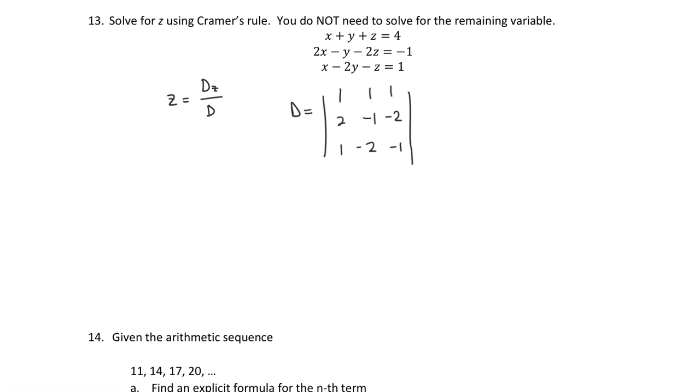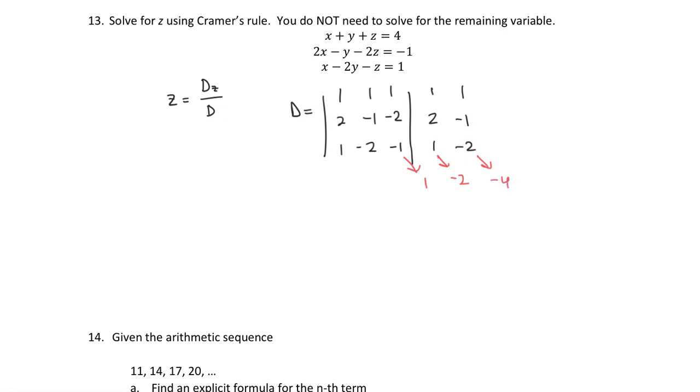So for the determinant of a 3 by 3, I'm going to take these two columns and write them off to the right side. And then finding these 3 from the top left to the bottom right. Remember those 3 diagonals. If I multiply those 3 numbers in that diagonal, I'm going to get a positive 1. In that diagonal, I'm going to get negative 2. In that diagonal, I would get negative 4.